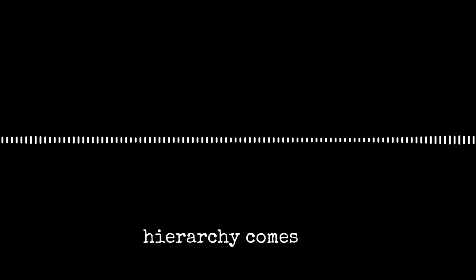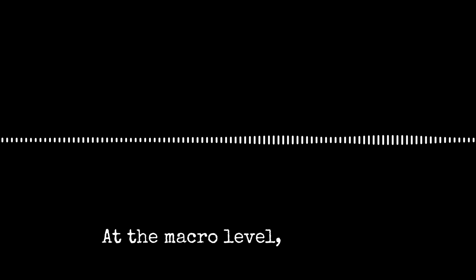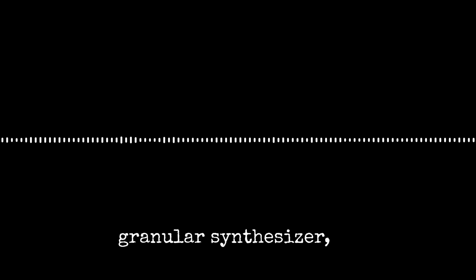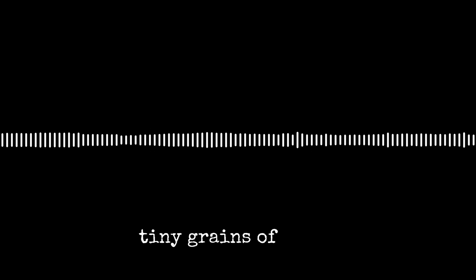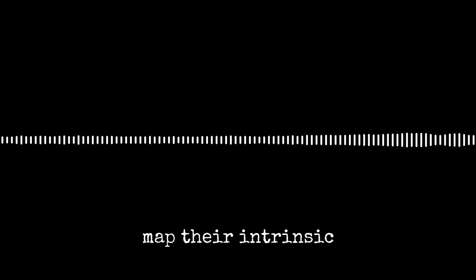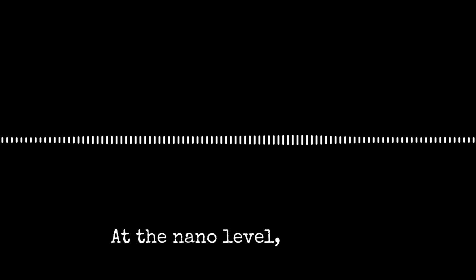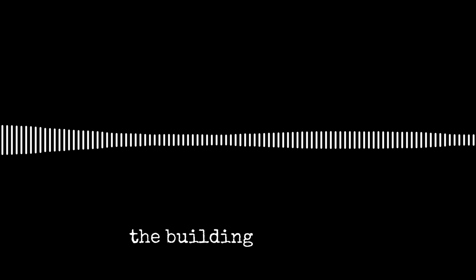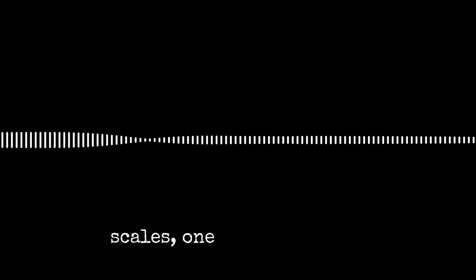And here's where hierarchy comes in. The researchers made an instrument with 3 layers. At the macro level, the scale of the fibers themselves, they played the web like a granular synthesizer, an instrument that assembles tiny grains of sound into larger textures. At the micro level, they listened to the molecules in silk, proteins, and mapped their intrinsic vibrations into pitches. At the nano level, they used the sequence of amino acids, the building blocks of proteins, to generate melodies. Macro, micro, nano, 3 scales, 1 musical object.